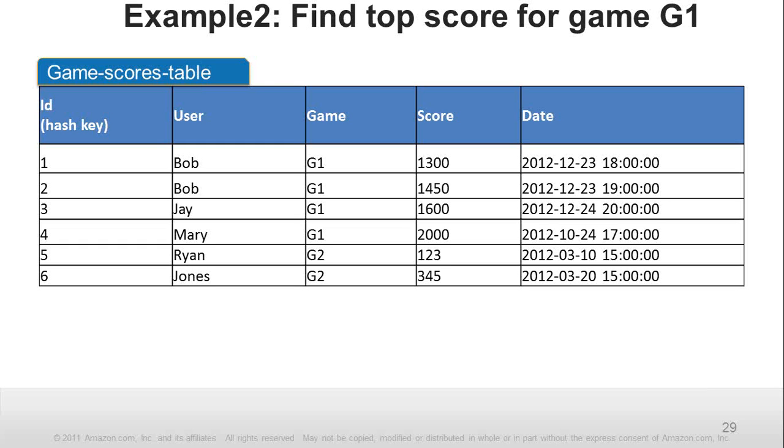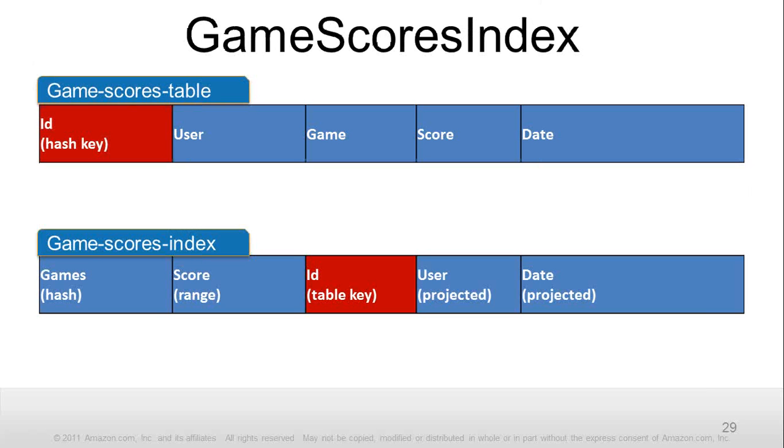Let's assume we're dealing with a gaming scenario, and I have a game scores table which comprises ID as a hash key, and then user, game, score, and date. Let's say in this case, Bob was playing game G1, and Bob has a score of 1,300 points, and the date which Bob played that game. So you could simply log this data in a hash table with the format shown here, and then let's assume the query was find top score for game G1, how do we do this?